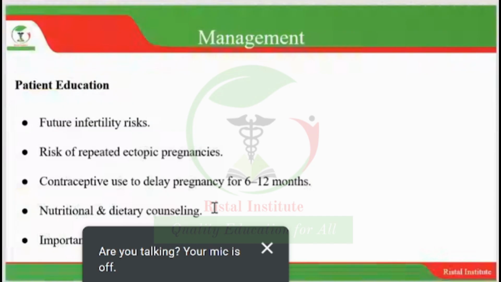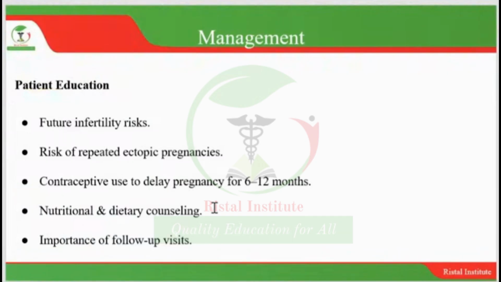Patient education: future infertility risks should be stated clearly to the mother. Then the risk of repeated ectopic pregnancies, contraceptive use to delay pregnancy for 6 to 12 months before she conceives again, nutritional and dietary counseling, and the importance of follow-up visits.